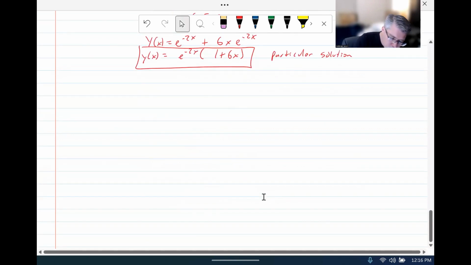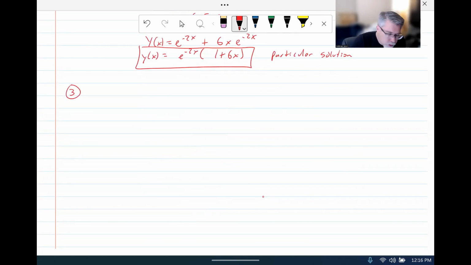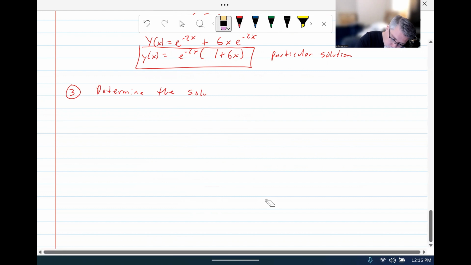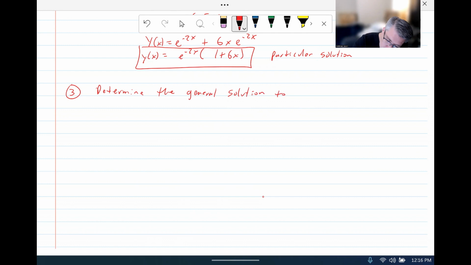Okay, let's do one last example here. And this is where we get complex roots. Okay, so let's determine the general solution to y double prime plus 6y prime plus 25y is equal to 0.